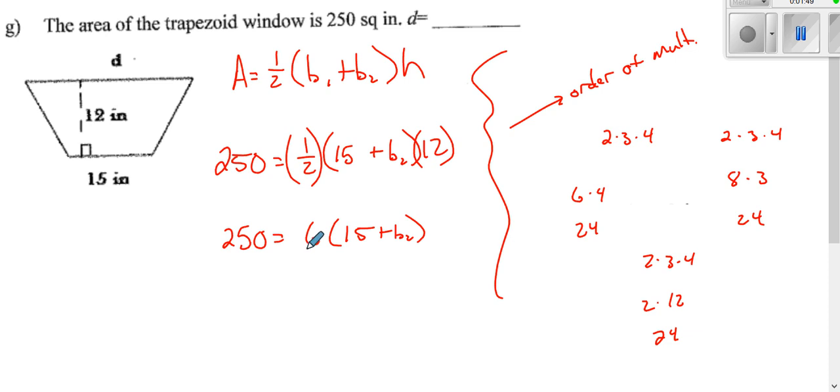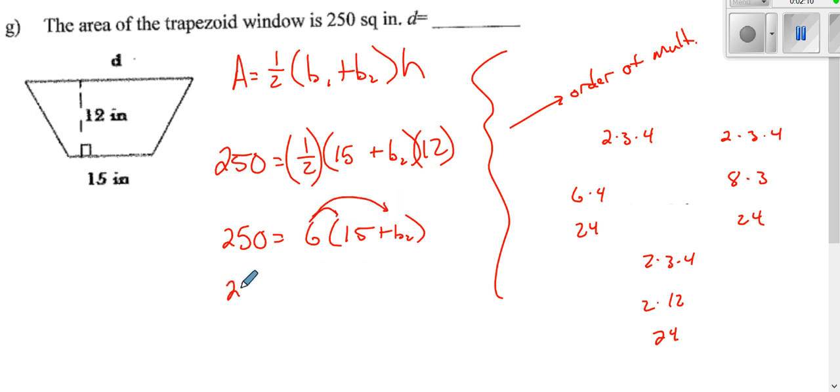Once I get to this point, now it's time to solve. I could distribute the 6, or I could go ahead and get rid of the 6 by dividing both sides by 6. It doesn't matter. Again, either way will work if you follow the rules. I'm going to go ahead and divide by 6 now. Actually, you know what? I'm not. I'm going to multiply by 6. I'm going to distribute that 6 like this.